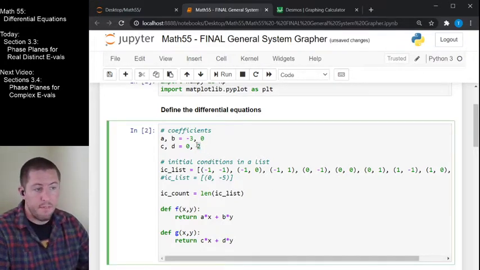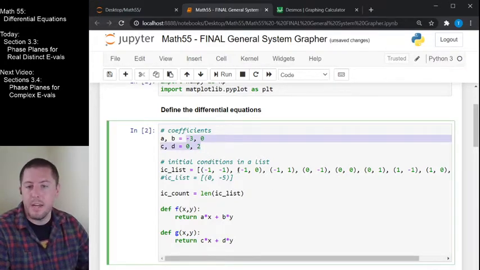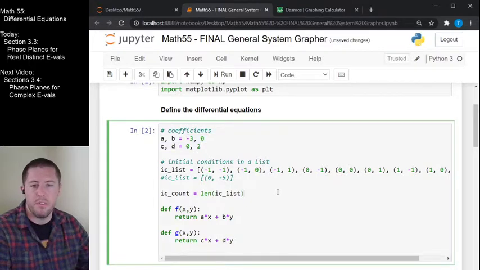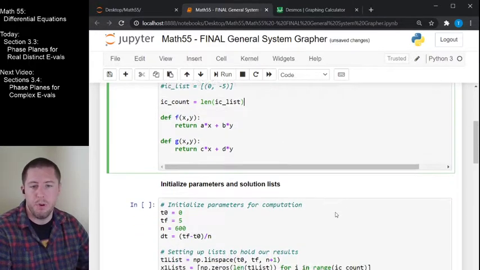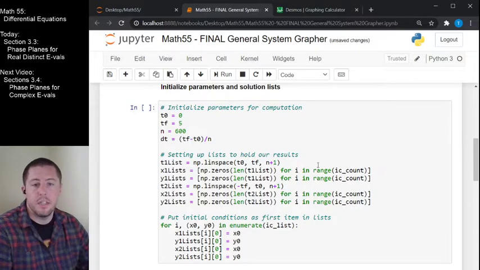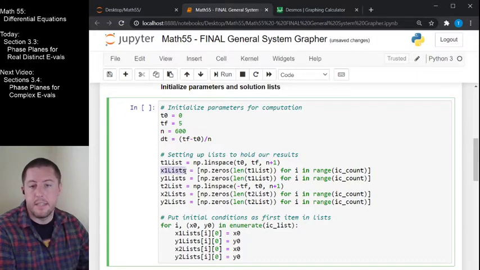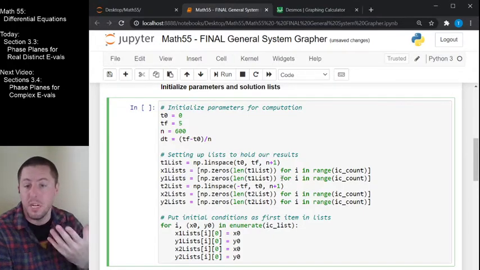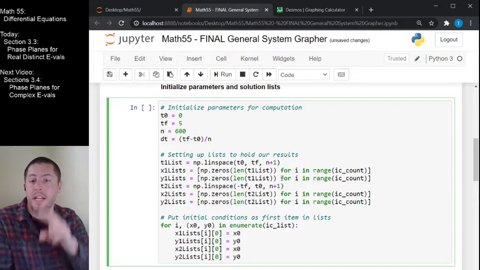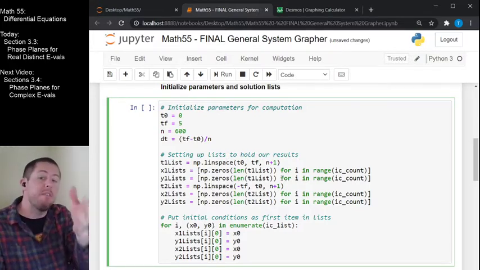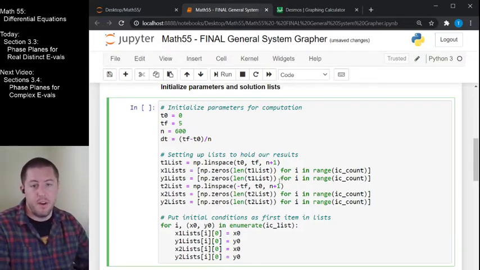Notice, by the way, I've already entered in the appropriate A matrix coefficients relative to the problem that we've got right there. So it knows our F and G appropriately. Now I'm going to go ahead and initialize my parameters and solutions list. The only thing that's new over here is that now I need a whole list of lists of X values and a whole list of lists of Y values right here. And that's because I have maybe a whole bunch of different initial conditions, right? So I need an XY list for all the 9 initial conditions that I've thrown in up there.